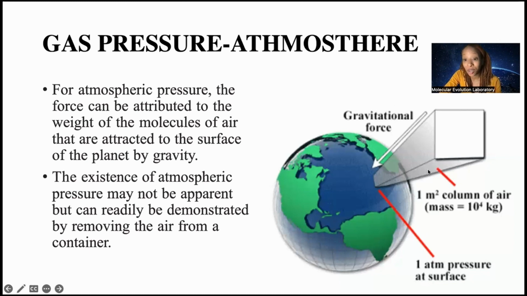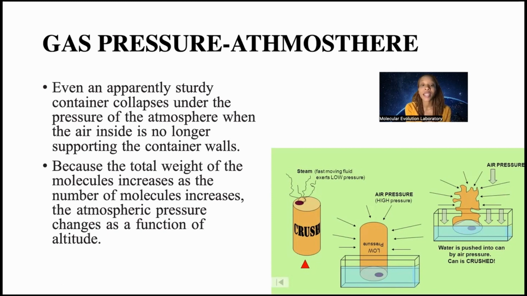So pressure can be measured through measuring the mass in a column or a cylinder that extends from the surface of the earth towards space, where a 1 square meter column of air gives a mass of 10 to the 4th kilogram, with 1 atmosphere in terms of pressure at the surface. Even an apparently sturdy container collapses under the pressure of the atmosphere when the air inside is no longer supporting the container. So remember that a container with air is constantly being supported by air or gas molecules due to the kinetic effect of these molecules.